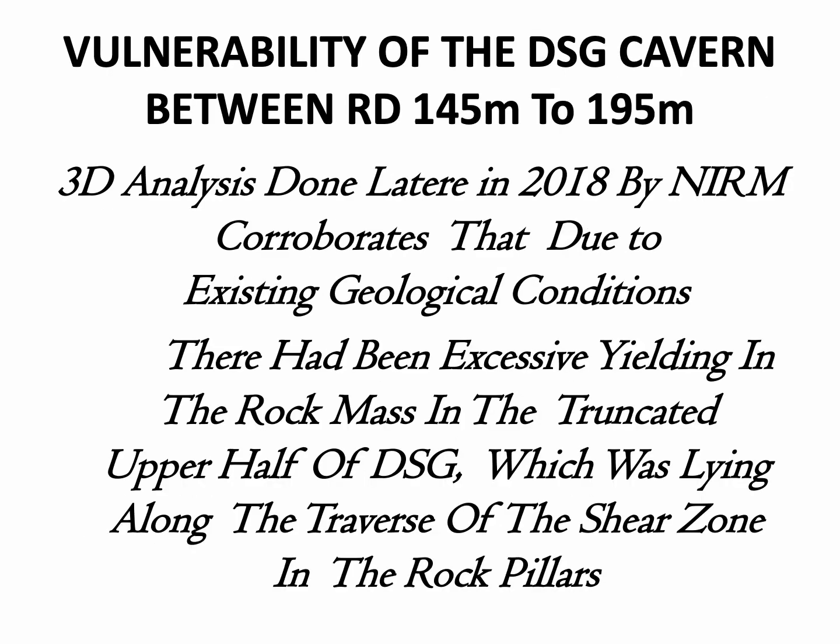So, vulnerability of the downstream surge cavern between RD 145 meter to 195 meter: the 3D analysis done later in 2018 by NIRM, National Institute of Rock Mechanics, corroborates that due to existing geological conditions, there had been excessive yielding in the rock mass in the truncated upper half of the downstream surge gallery, which was lying along the traverse of the shear zone in the rock pillars.